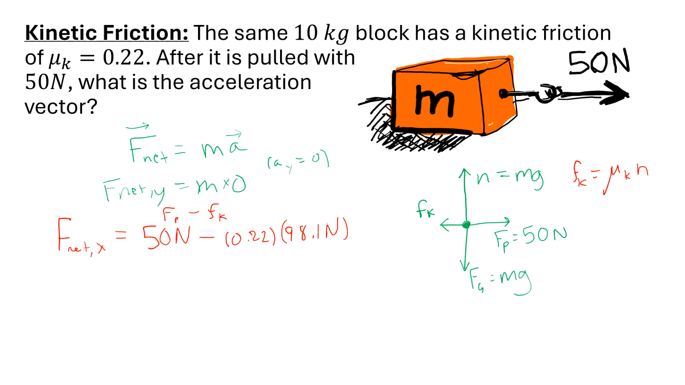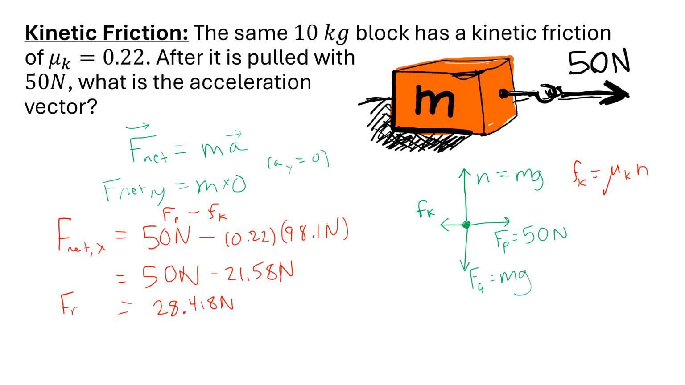Okay, now if we go ahead and do this multiplication and this subtraction, we get that this is going to be 50 newtons minus 21.58 newtons. And if you do the subtraction, that's where we get the 28.42 newtons as the net Fx.